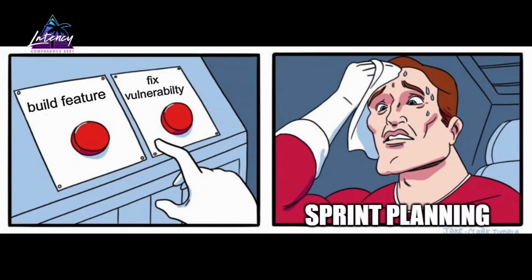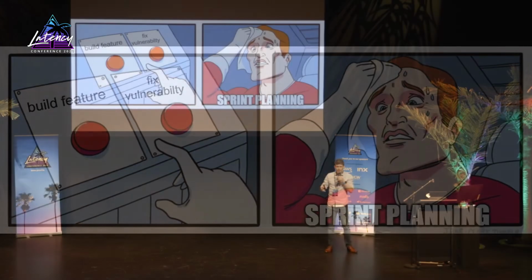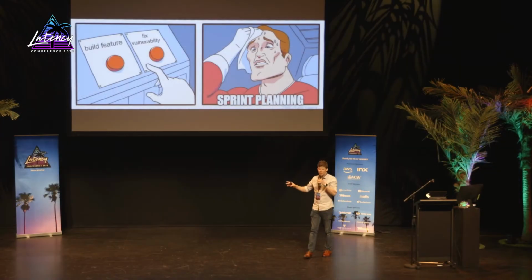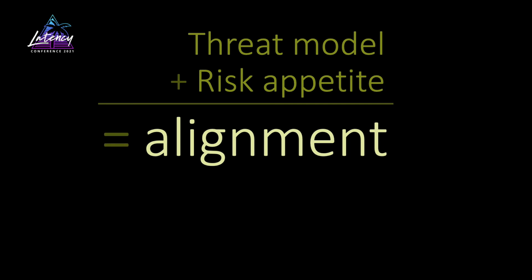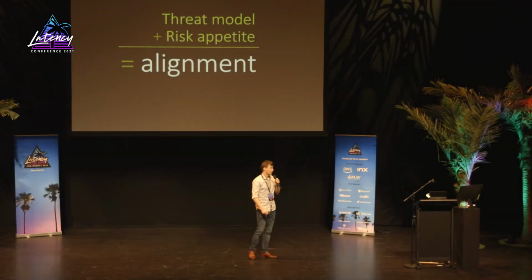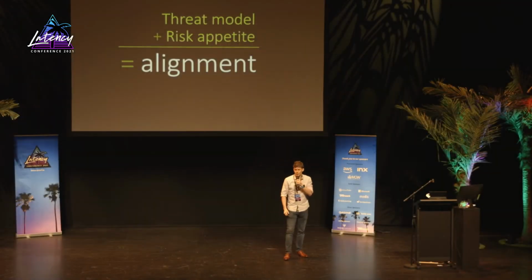Who's been in sprint planning trying to decide between the shiny feature from marketing or the scary vulnerability from InfoSec? Both sides would have shrill opinions, and probably rightly so. But you're never going to get alignment between all your teams and between all your key stakeholders without addressing three things. The first, you need to define your threat model.